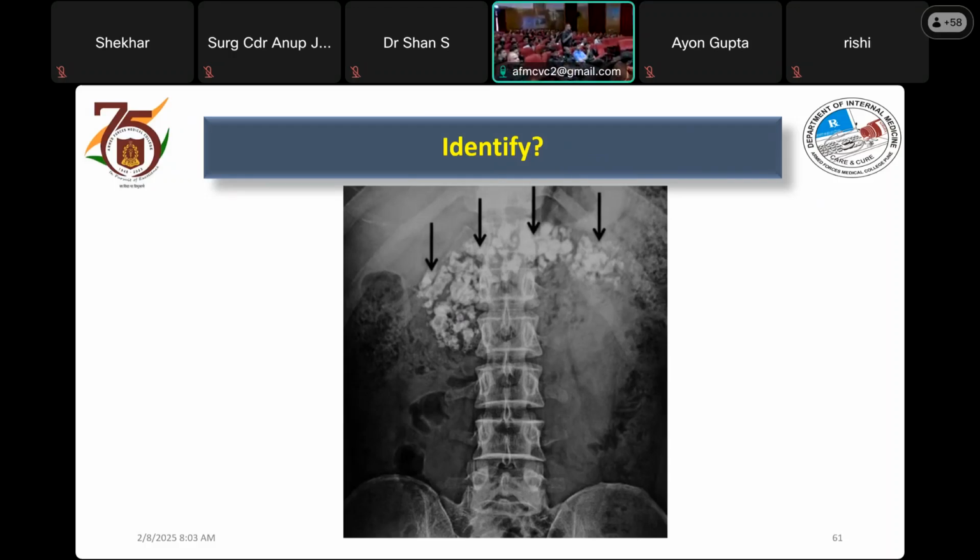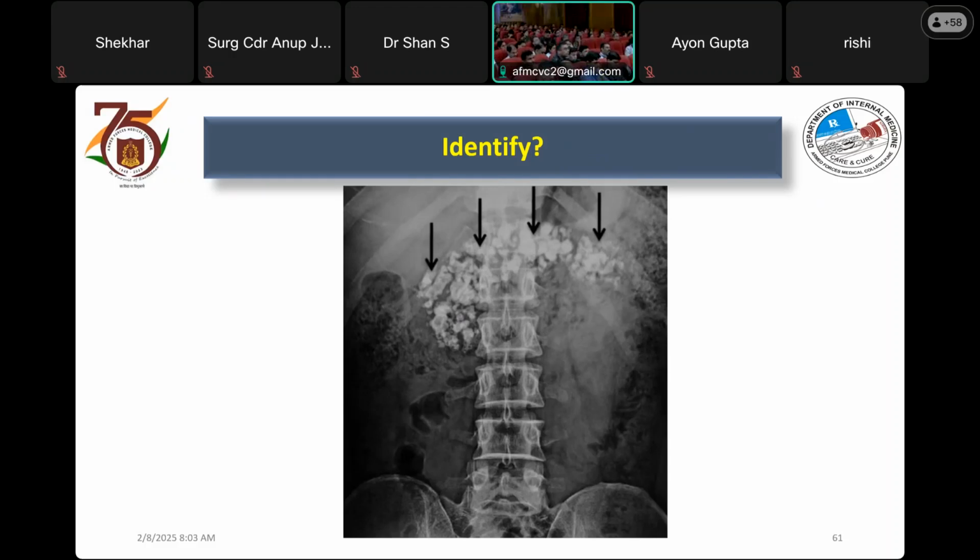This picture shows, sir, in an erect abdomen X-ray, there are multiple radiopaque opacities, mainly chronic calcific pancreatitis, sir. So this is very important.